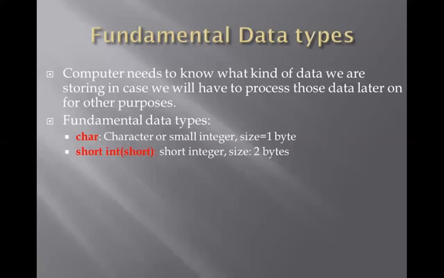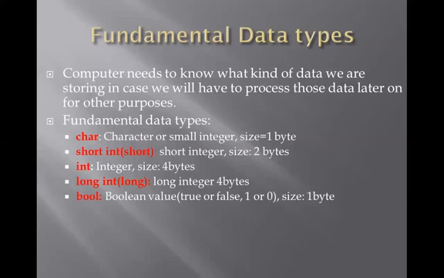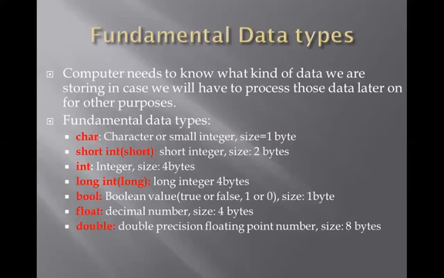Short int takes 2 bytes of memory on a computer. It's also called short integer. Int takes 4 bytes. It's an integer number. Long int also takes 4 bytes. It's also called long integer. A boolean value, true or false, 1 and 0, takes 1 byte of your computer memory. Float is a decimal number. If you need to store a number that also has a decimal place, you use float. Double is a double precision floating point number. It takes 8 bytes of memory, and there's also a long double.